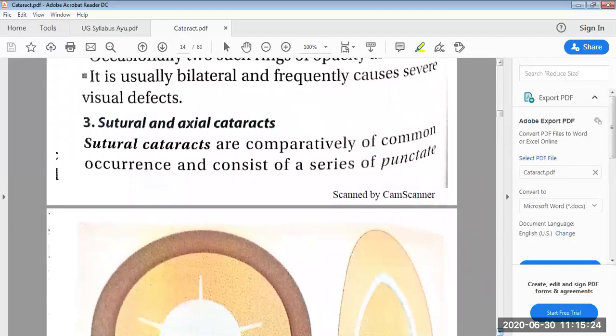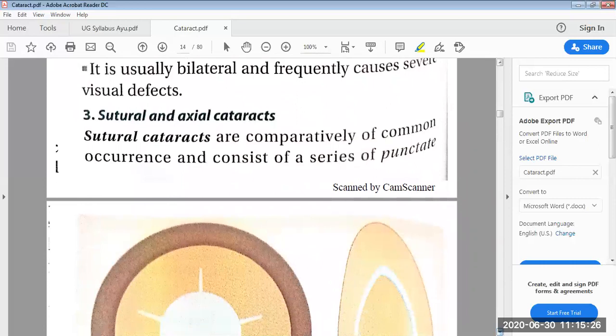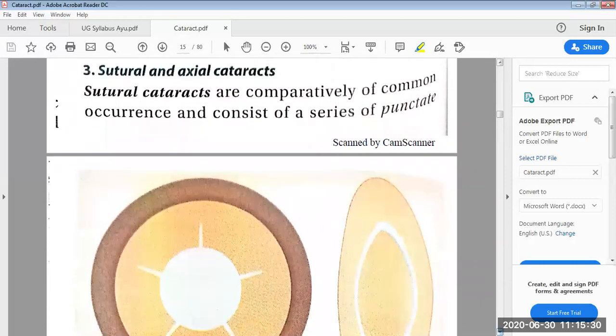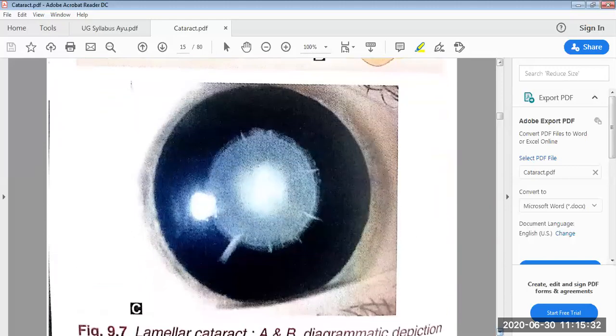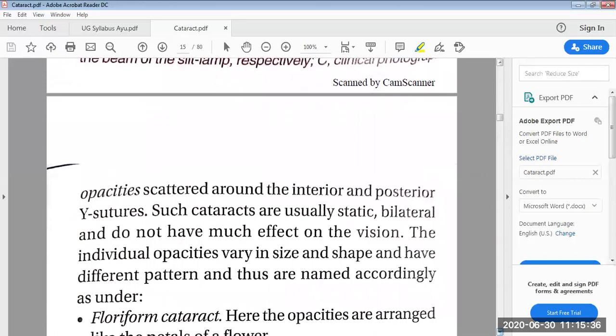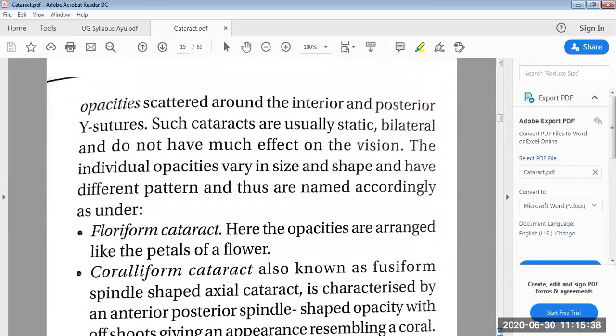What are the sutural cataracts? They are comparatively of common occurrence and consist of a series of punctate opacities scattered around the anterior and posterior sutures. Such cataracts are usually static, bilateral, and do not have much effect on the vision.